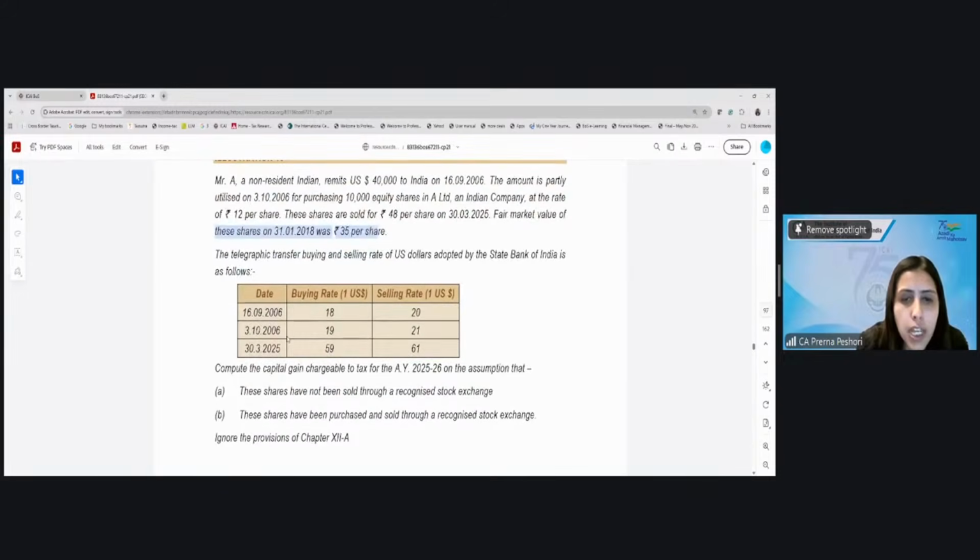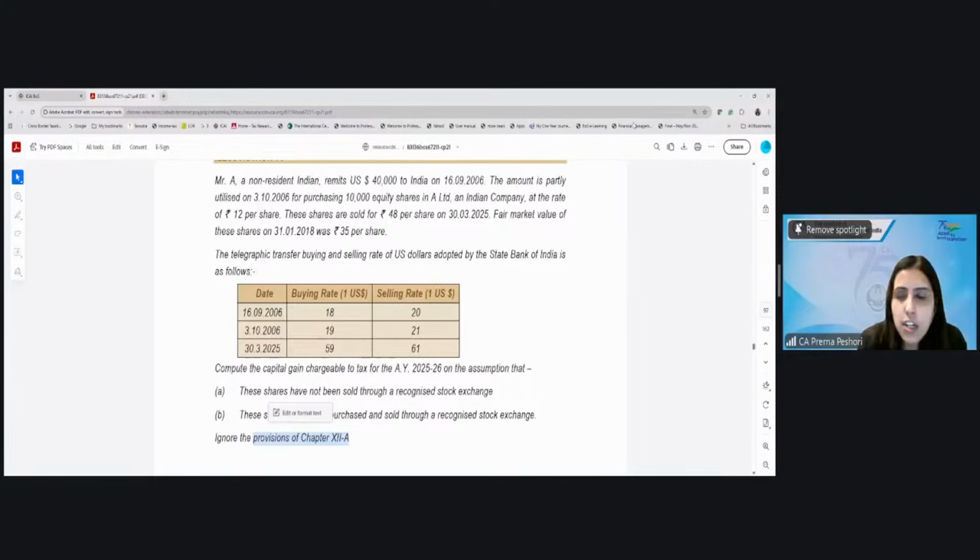You have to compute the capital gain on the assumption that these shares have not been sold through recognized stock exchange, or these shares have been purchased and sold through a recognized stock exchange. Ignore the provisions of chapter 12A. We'll see that later. What is chapter 12? So how do we first calculate? First, where the shares are not sold through the recognized stock exchange.